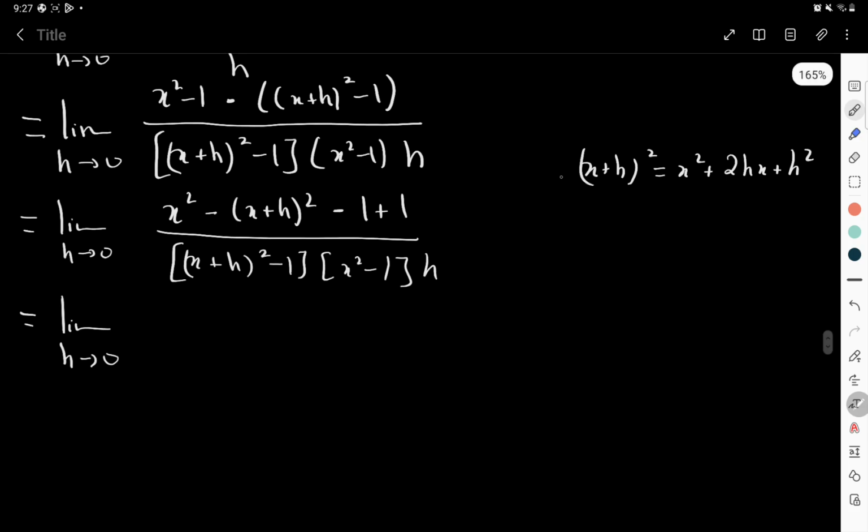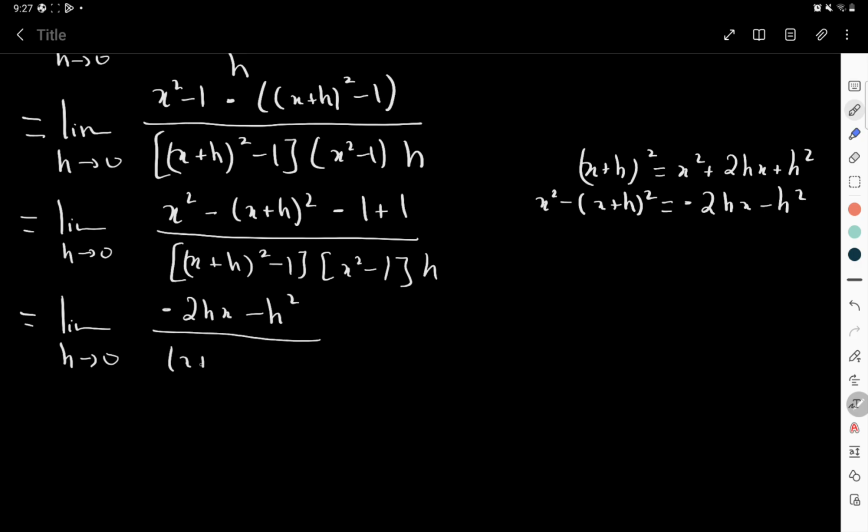Now, when you write this, what you're left with is minus 2hx minus h squared. So really, you have minus 2hx minus h squared over x plus h squared minus 1. Yep, it's a lot of writing, but that's fine. It's very important that you get used to it. Awesome. I usually don't write here, but let me do this here.